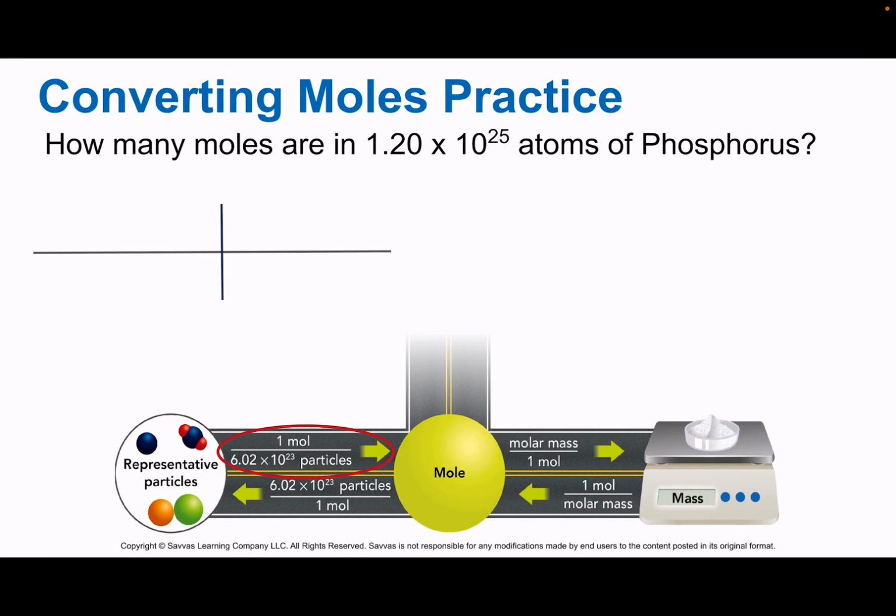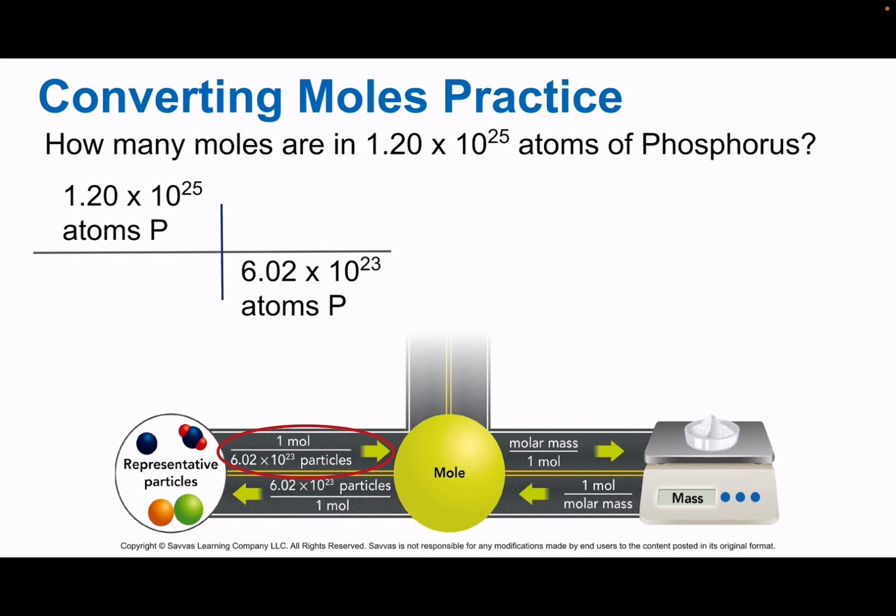Okay, let's continue. How many moles are in 1.20 times 10 to the 25 atoms of phosphorus? In this case, we are given atoms and we are trying to find moles. So in our T table, we're going to start with 1.20 times 10 to the 25th atoms of phosphorus. We're going to use our brand new conversion factors and say that 6.02 times 10 to the 23rd, our particle here is atoms of phosphorus.